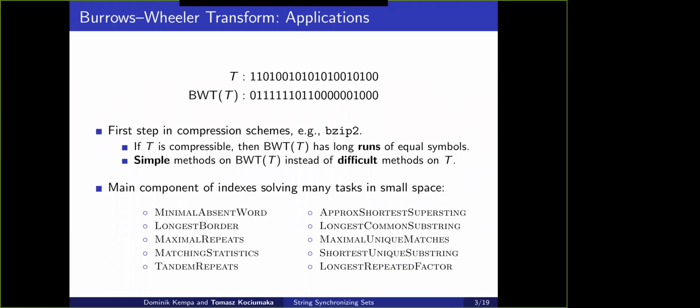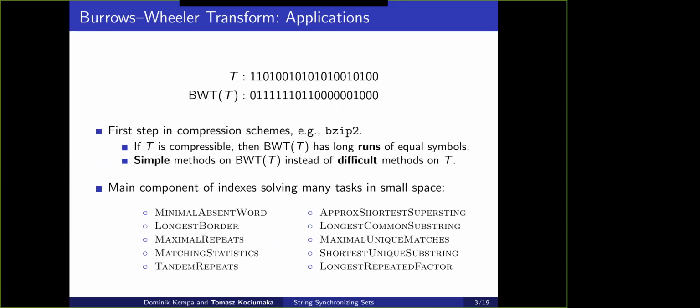And as we all know in this community, BWT is very useful in compression. Namely, when T is repetitive in some way, then BWT tends to have long runs of equal symbols. And this means that you can use much easier methods to compress BWT than you would need to compress T itself. And BWT can be inverted, so you can do it without loss of generality. BWT is also a central component of many data structures, primarily the FM index. And these data structures can be used to solve various tasks in a very space-efficient way. And here is a list of those tasks.